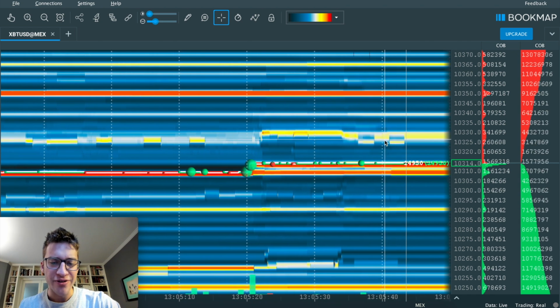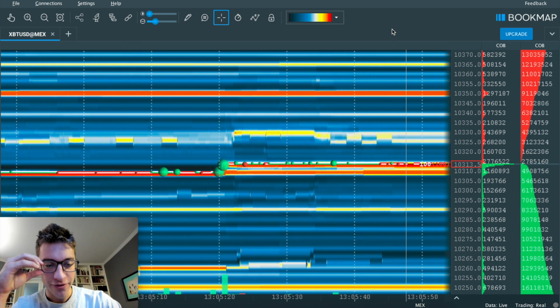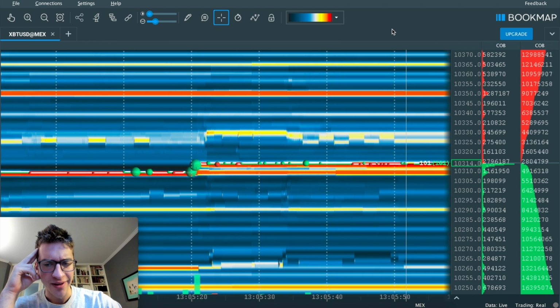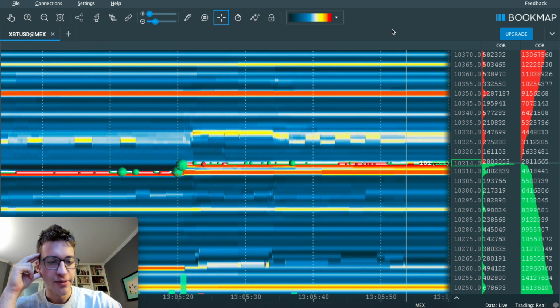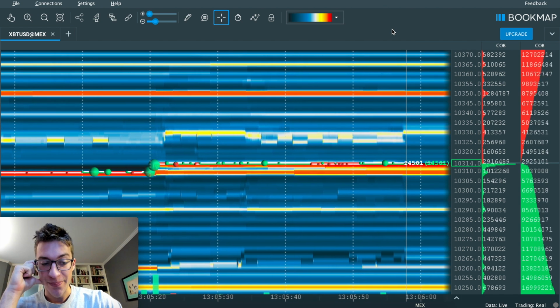But if this goes any higher, these guys are just going to get out of the way. And yeah, it was clearly just a spoof. But spoofing works. Don't think that these spoofing orders don't have an effect on price. That'd be naive, you know? These guys have a large effect on price in the short term.